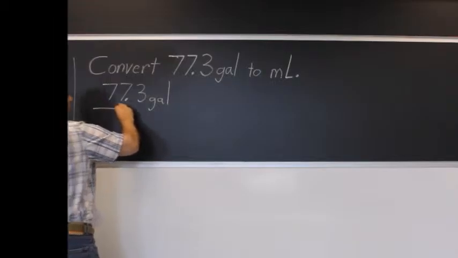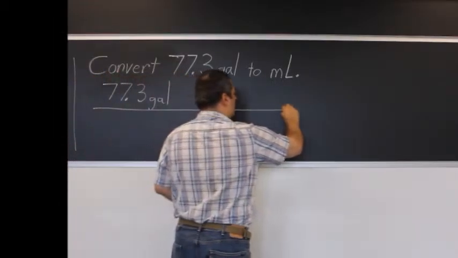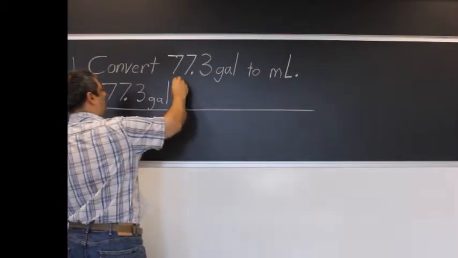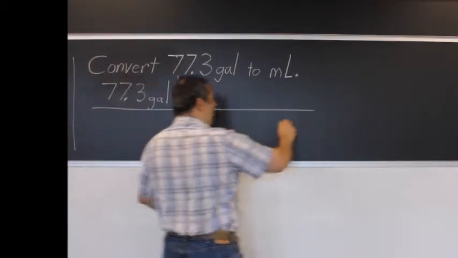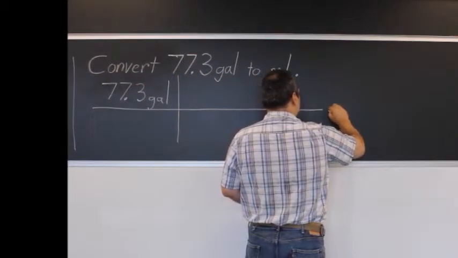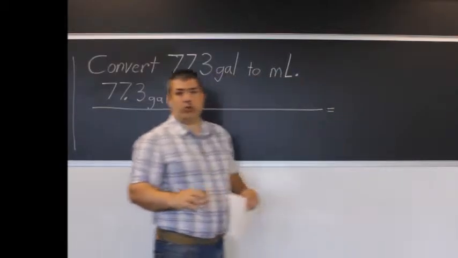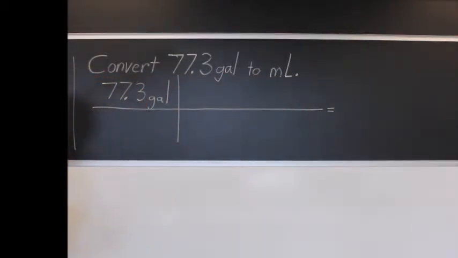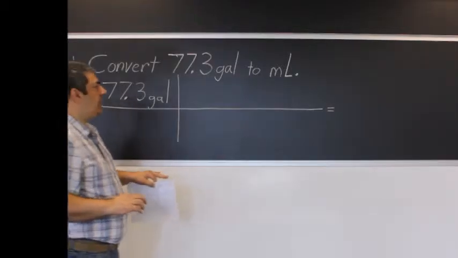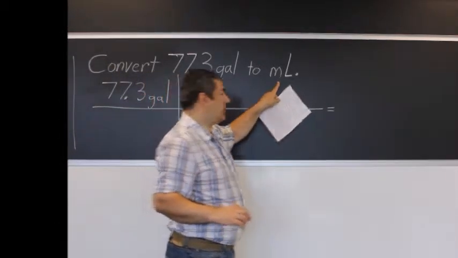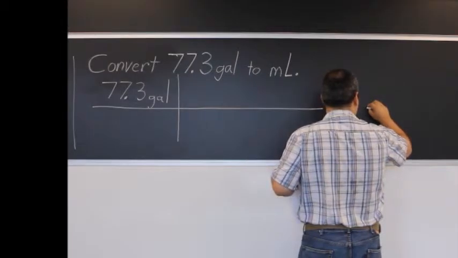Then you draw a grid, and at the end of the grid, it can be longer or shorter depending on the type of problem. You don't know yet. After the equal sign, you put down the unit of what you're looking for. So milliliter is what we're trying to do.